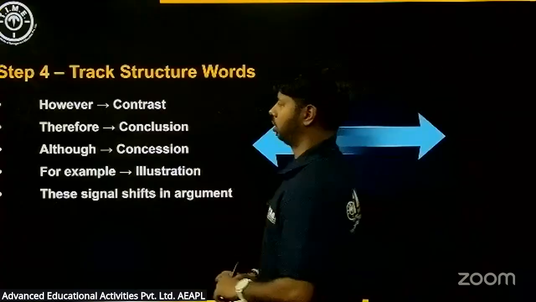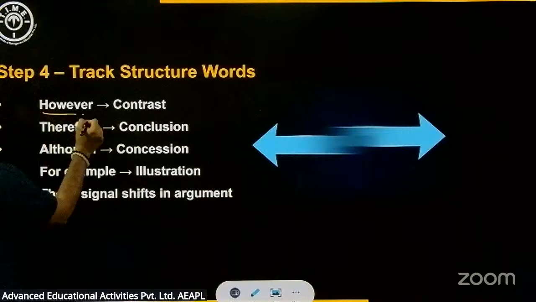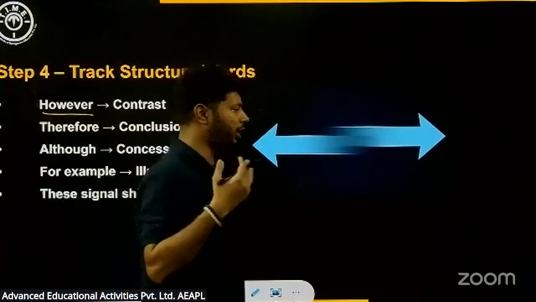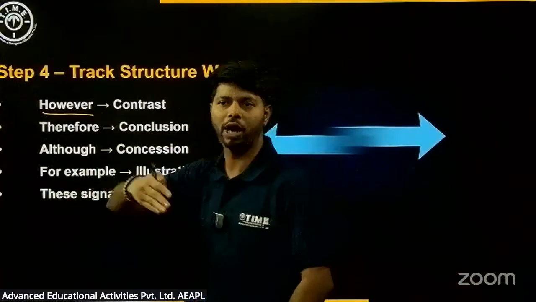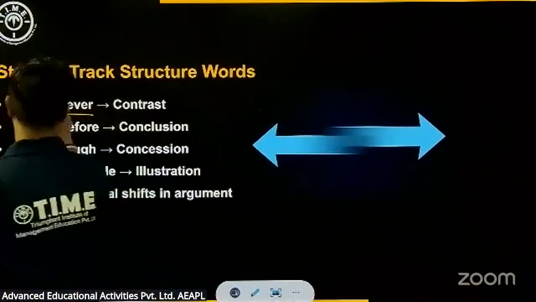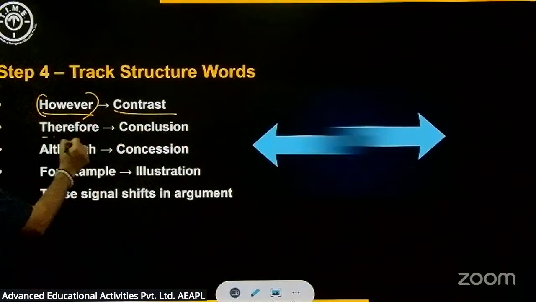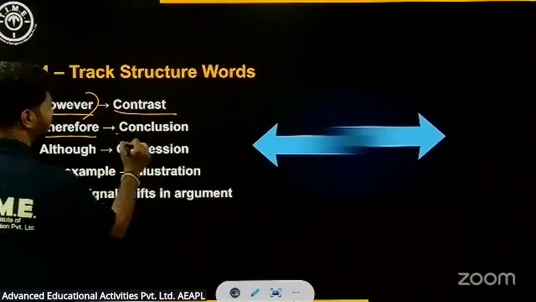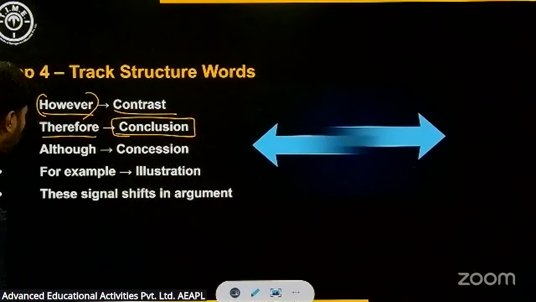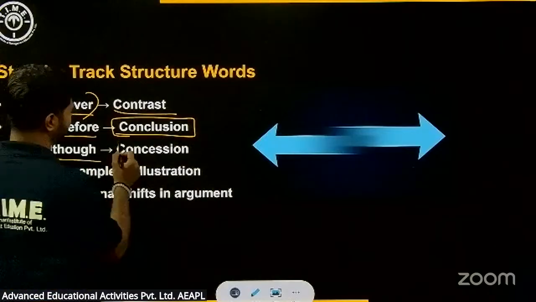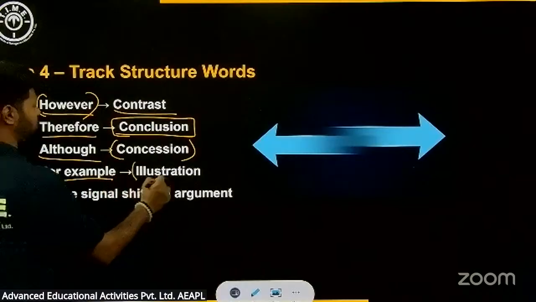Structure words. Something like, say, "however." If I say "however," when would I use it? I've said something and then I'm about to say something else. "However" is the case when I want to create a contrast. "Therefore" is when I've said something and then what I'm going to say is the conclusion. "Although" is a concession. "For example" is going to be an illustration.